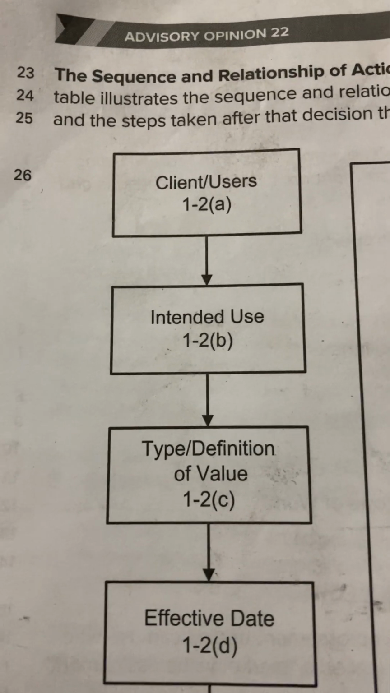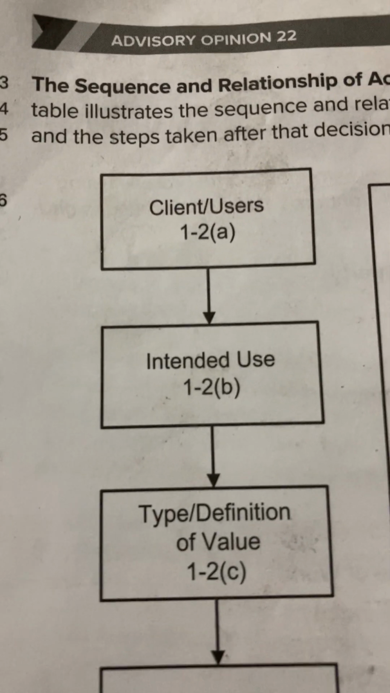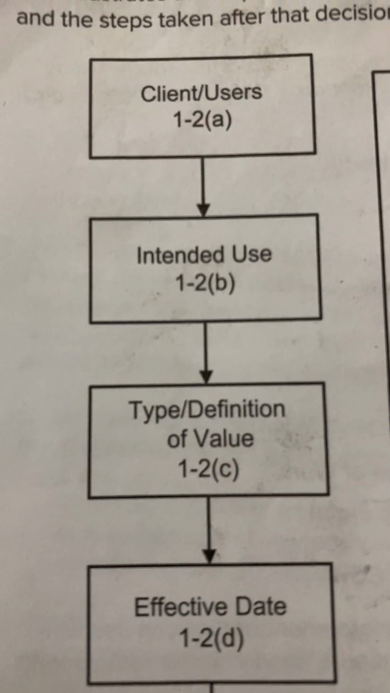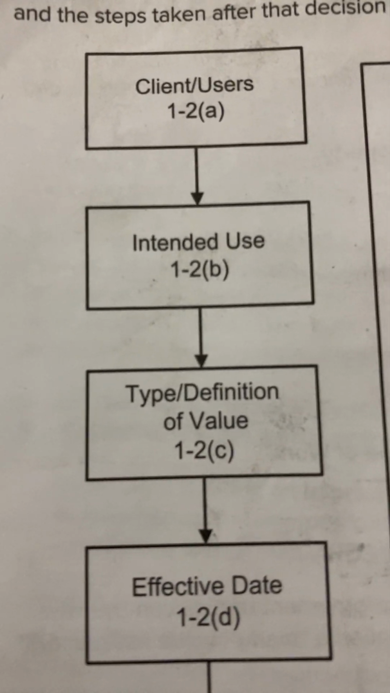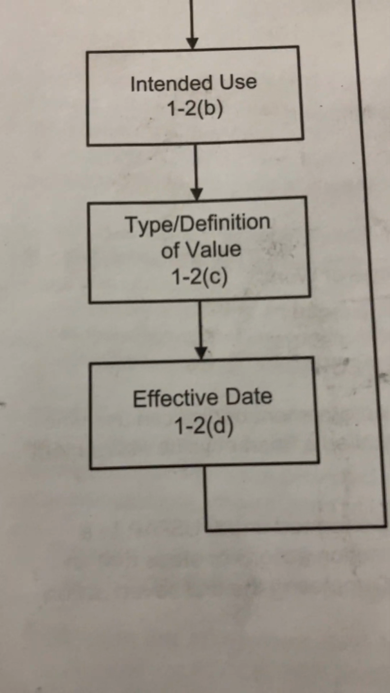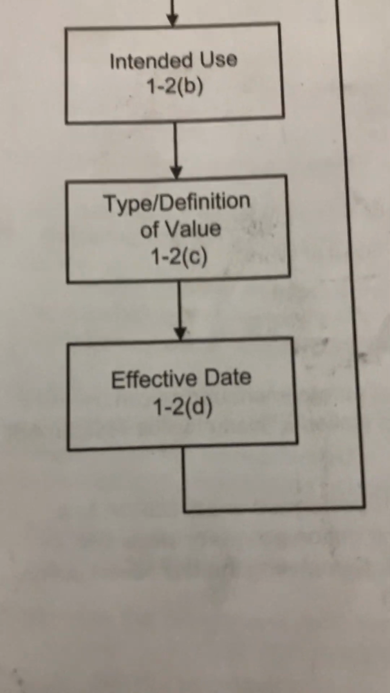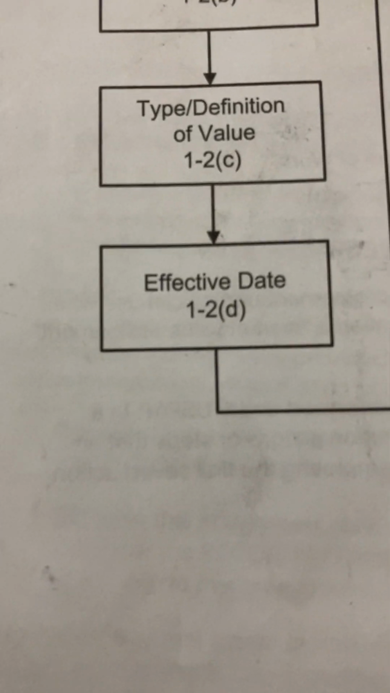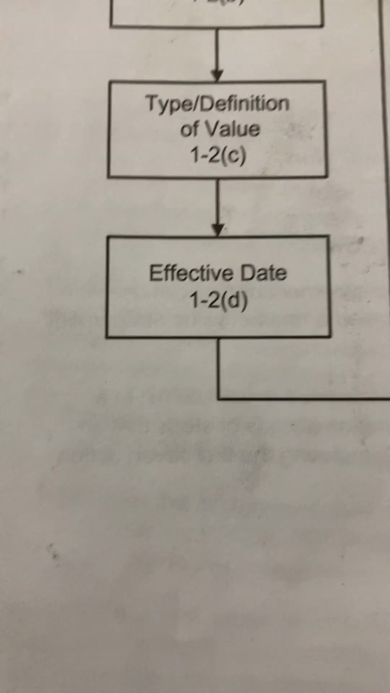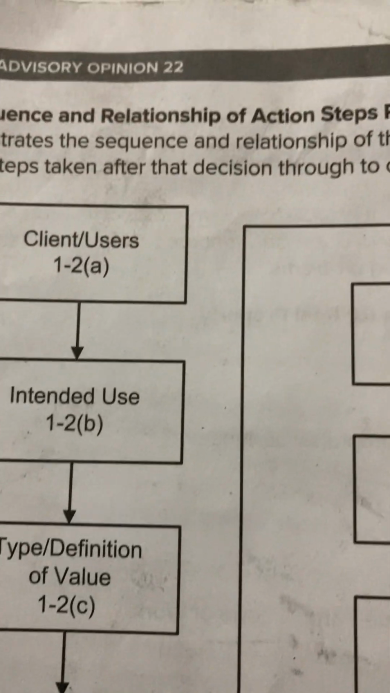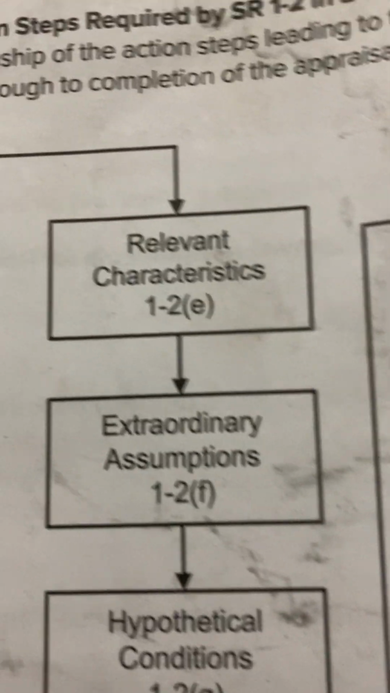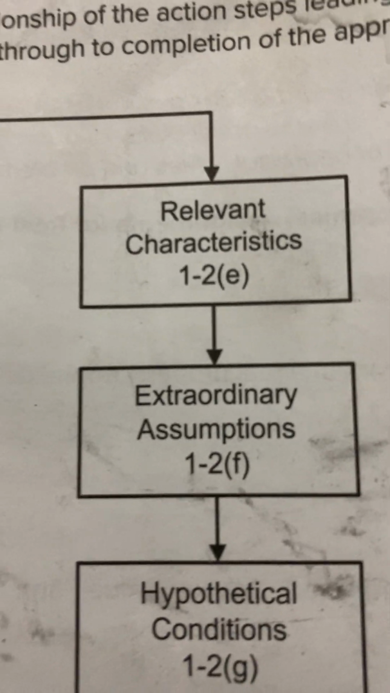You start with client/users, 1-2A. Then you go to intended use, 1-2B. Then you go to type/definition of value, 1-2C. And then you go to effective date, 1-2D. From there, you go all the way around until you get to relevant characteristics, 1-2E.